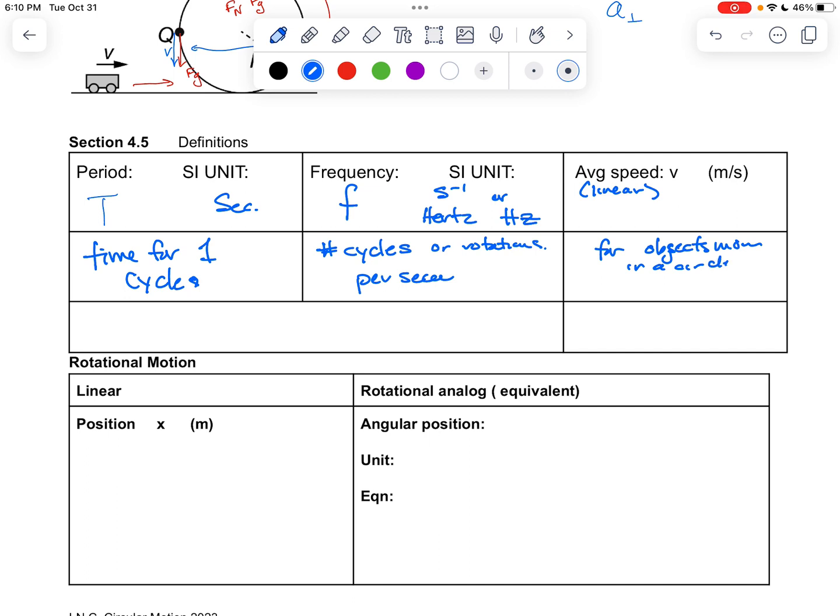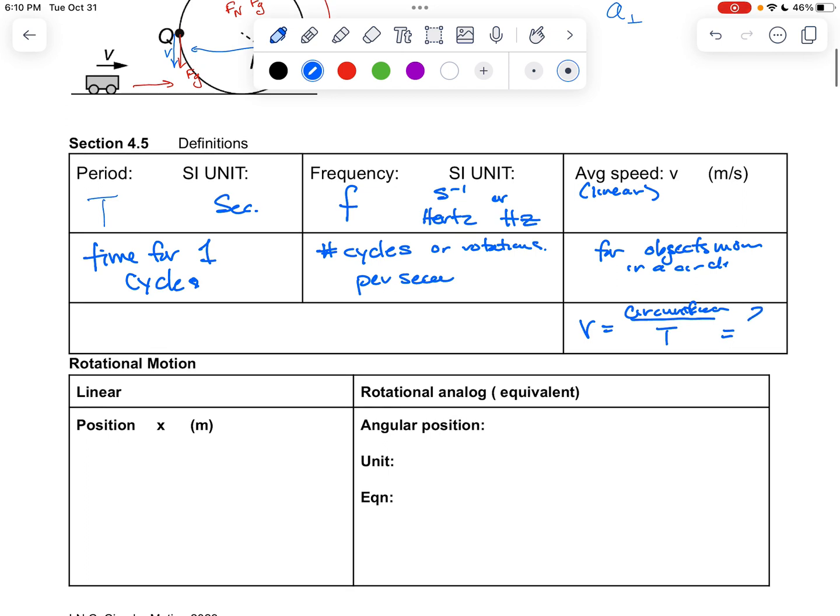The distance that the object is going to travel is going to be equal to one circumference of that circle, divided by the time it takes to do one trip around, and that would be the period. And then if we remember the math equation for circumference, you would take 2 pi times the radius of that circle divided by the period. So this is going to be a very useful equation that we will use in the lab.